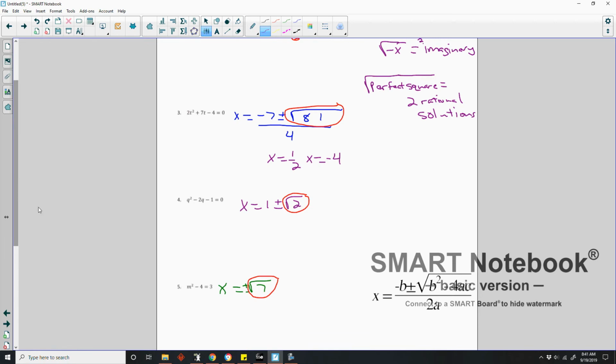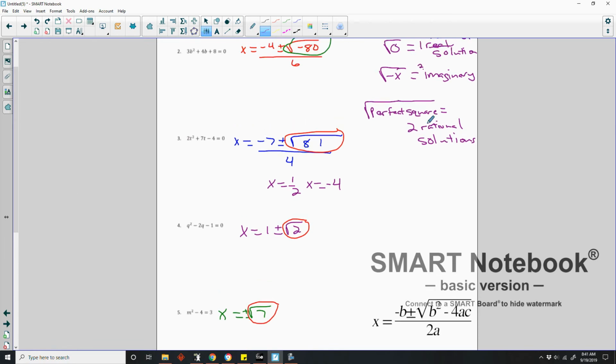Alrighty, so now looking at this, the square root of 2 is not a perfect square. That'll give us two rational solutions. This gave us a square root of 7. That is two rational solutions.